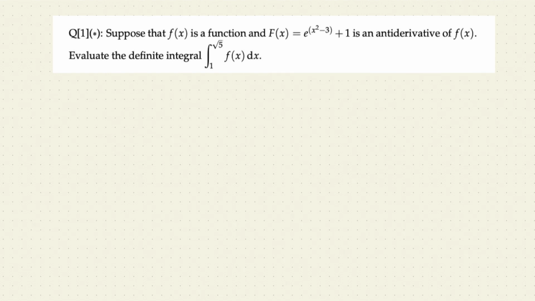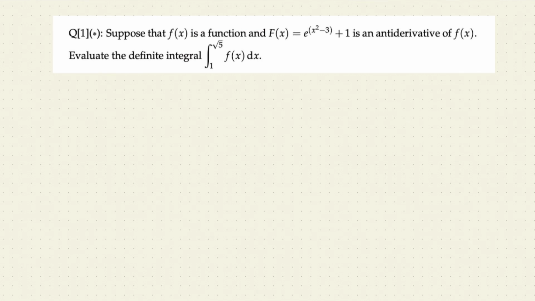So now let's go over this question. In this question, you have been given that your f(x) is a function and the capital F(x) is an antiderivative of your little f(x), right? And now based on this information, we have to calculate this definite integral.